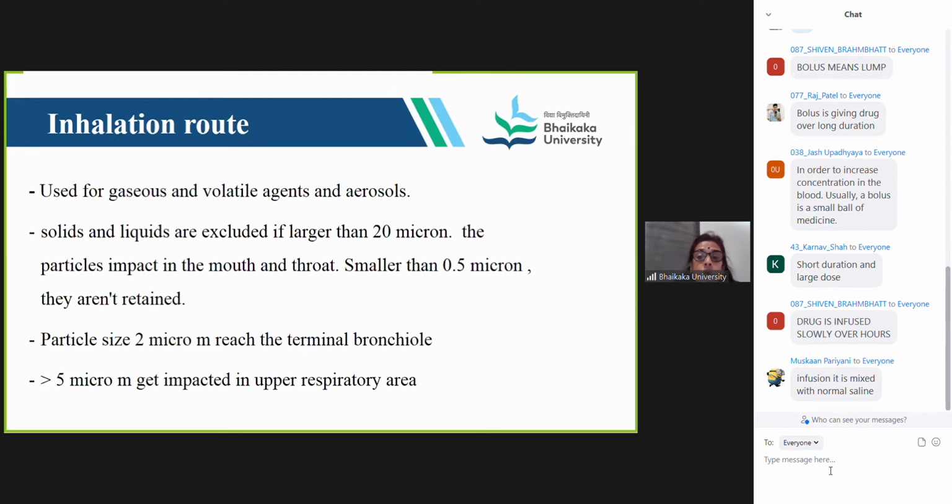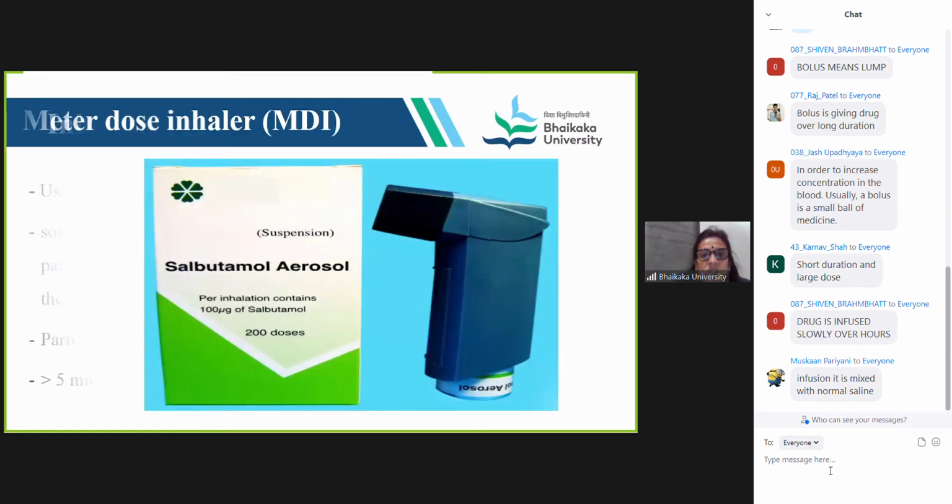Okay. So here the particle size matters for impact in the mouth and throat. If it is 2 micrometer, it reaches the bronchiole, and if it is more than 5 micron, then it gets impacted in the upper respiratory area. So the particle size of the drug should be between 2 to 5, so it can reach the local site where you require the action.